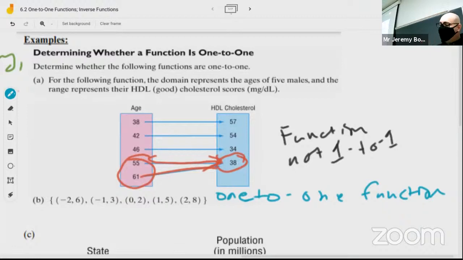If I wanted to make this not a one-to-one function, what is one thing I could change? You could make the -1 output 6. Yep. So if I wrote -1 is mapped to 6, that would mean that -2 is mapped to 6 and -1 is mapped to 6. So this would still be a function, but it would not be one-to-one because you'd have two inputs mapped to that one output. They would share an output. Any questions on that?